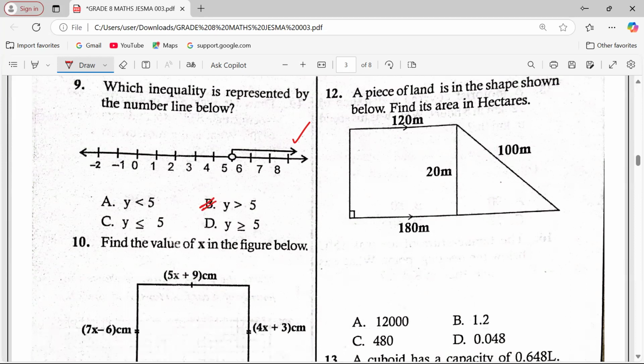The reason why we cannot say y is greater than or equal to 5 is because when you look at the mark here, 5 has not been circled. So if we had a shading, it could have meant that 5 is inclusive, and so we would have said greater than or equal to. But now that we didn't have this shading, the values of y are strictly above 5. Yeah, strictly above 5.